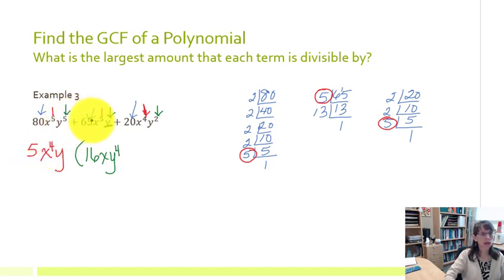So 5 times positive 13 will make 65. Now compare your variables again. X to the 4 is what we have, but we need x to the 5th. So we need one more base of x. Base of y to the 1st is what we have. We need y to the 1st.